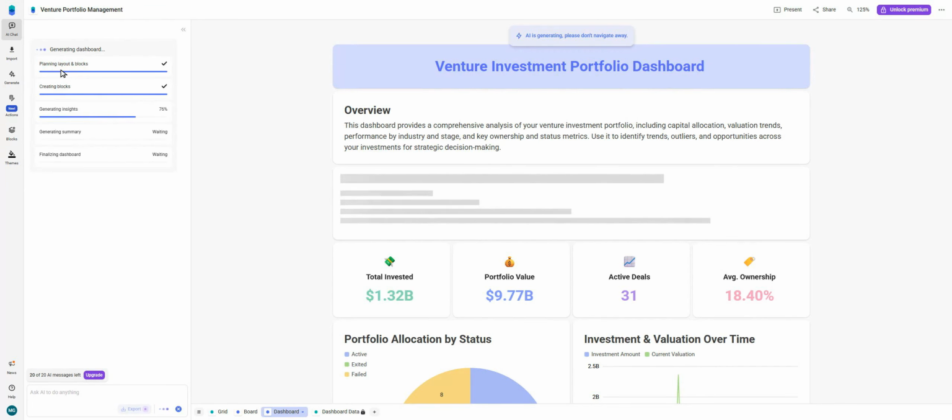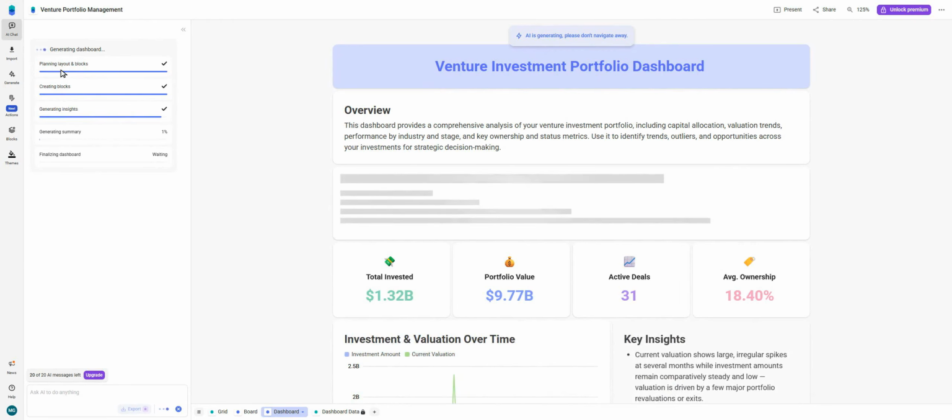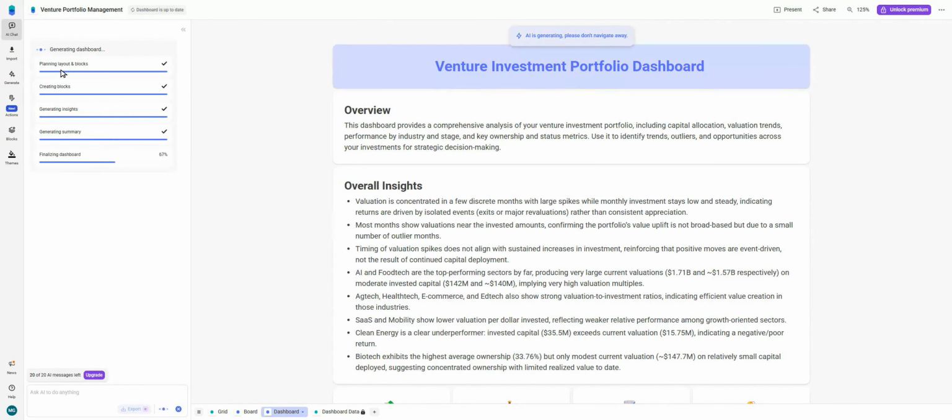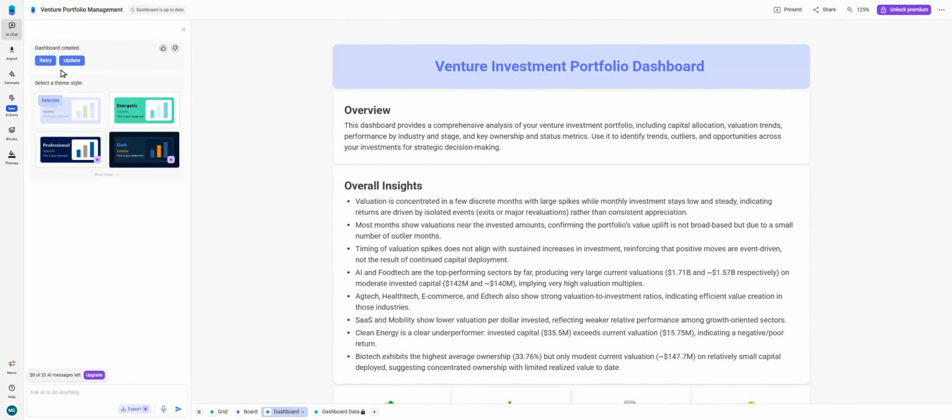Our venture investment portfolio dashboard is now complete with 5 dynamic charts and 2 comprehensive tables covering everything from investment stages to top performers by valuation. We can instantly customize the visual theme to match our brand preferences.